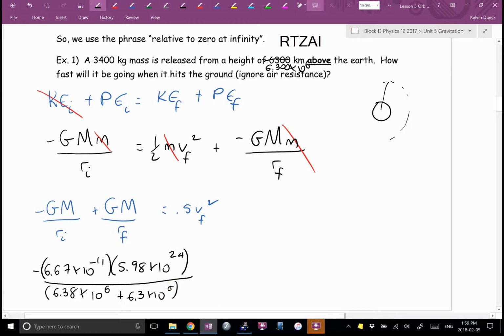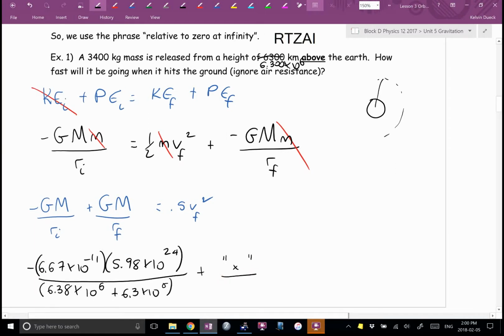And now, some of you who have written ahead, I apologize. This is where we're going to get lazy for the purpose of making less mistakes. There's a plus sign. I'm going to write a ditto mark times a ditto mark. Same thing times same thing on the top. What's our final? 6.38 times 10 to the 6, the actual surface of the Earth. That equals a half V final squared.